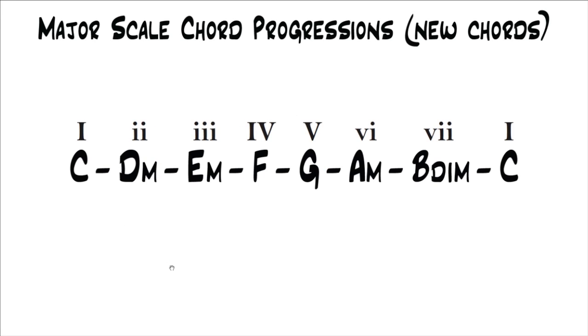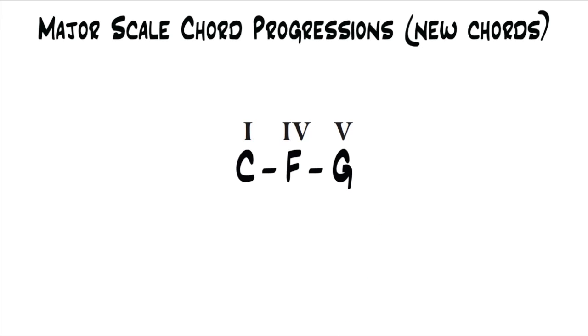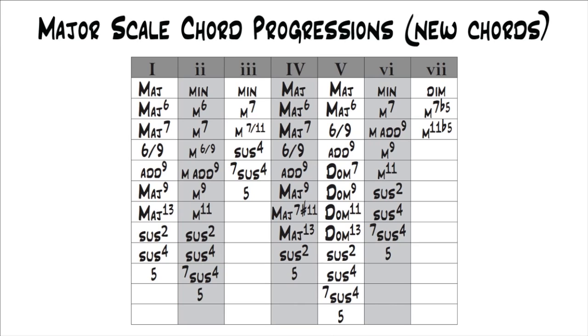So if we do this in the key of C again, obviously the chords for the key of C are C, D minor, E minor, F, G, A minor, B diminished. We know that already. And if we were going to take one of the most popular chord progressions of 1, 4, 5, obviously with triads that would be a C major, F major, G major. You already know that.